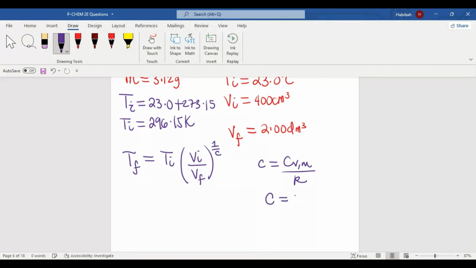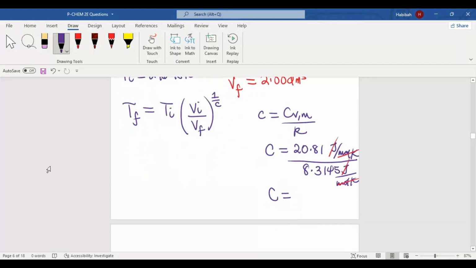So c is now going to be 20.81 joule per mole Kelvin divided by 8.3145 joule per mole Kelvin. Of course, joules cancel out and mole Kelvin cancel out. So c is now going to be equal to 20.81 divided by 8.3145. Putting that information in the calculator, we're going to have 2.502. So that's the answer here, and that's basically what's going on here.